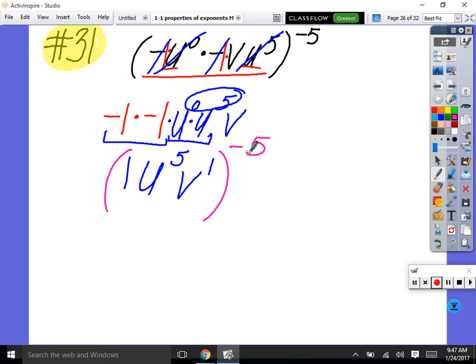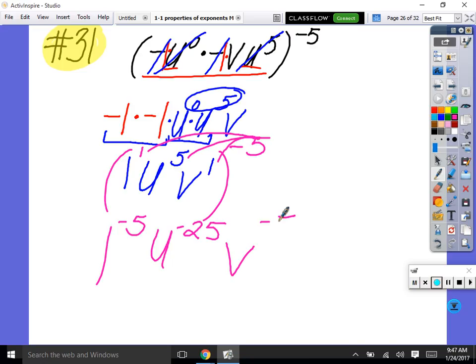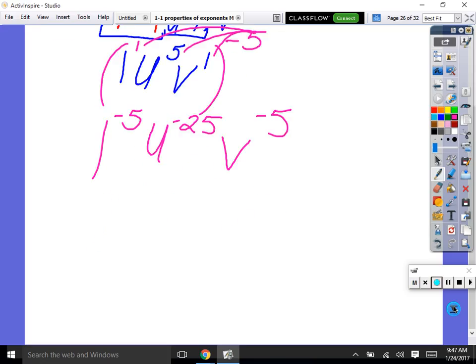Now this is 1 raised to the 1 power. Now we're doing raise a power to a power and you multiply the power. So let's rewrite what we have. 1 to the negative 5 power, u to the negative 5 times 5 is negative 25, right? And then v to the 1 times negative 5 is negative 5. So you'd say, that's my answer, but is it an acceptable final answer? No. Can't have negative exponents.